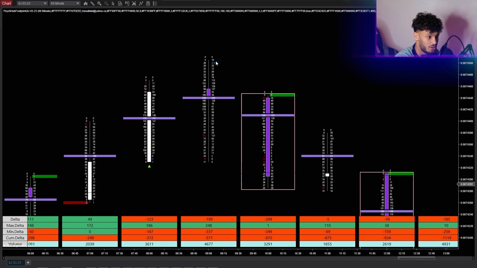And these are manipulated traders. A lot of the time, once these traders get trapped, they get out of their position really quickly and enter on the opposite side of the market. So this is what happened.